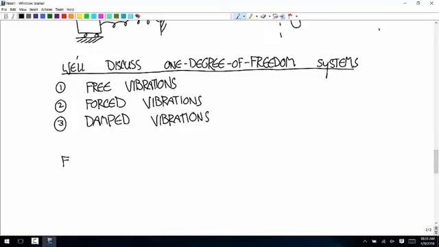Okay, so let's start with free vibrations, and this is really going to give us the basic differential equation that this is all going to be based on.